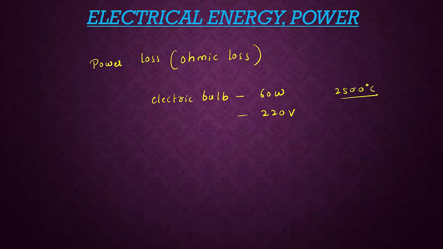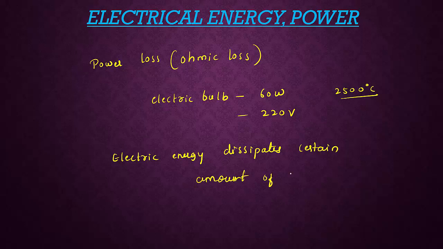Means a certain amount of electric energy is lost in terms of heat energy to the environment. So that's why this is called power loss, or we can call it ohmic loss. So here that electric energy dissipates, means it releases a certain amount of heat energy. So we are going to call it power loss or ohmic loss.